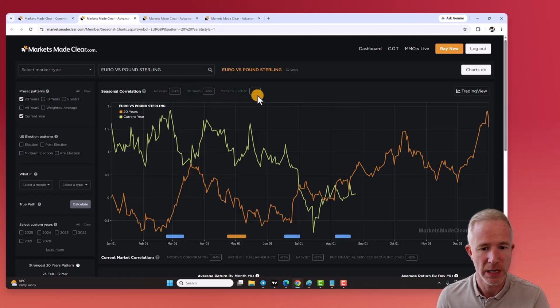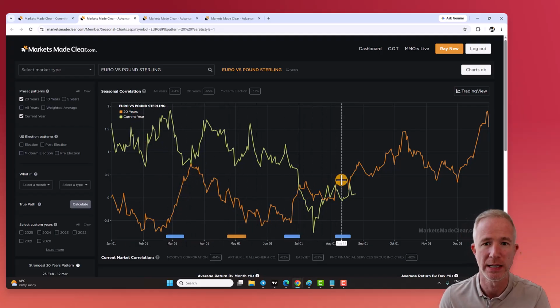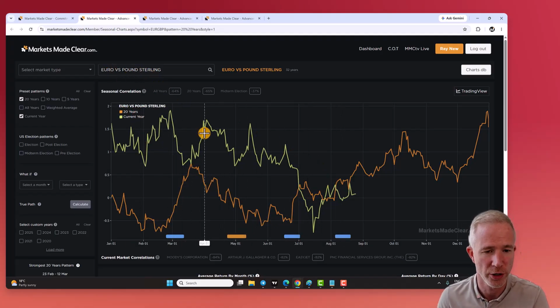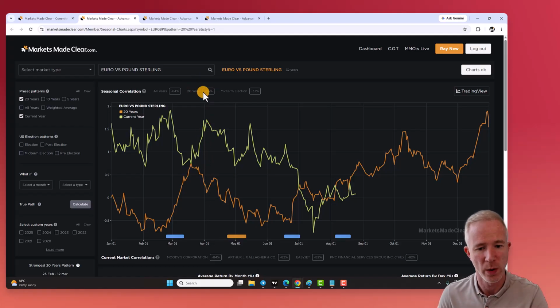You can see at the top here all the negative numbers, and what we're looking at here is a 20-year pattern. That is the orange line. It's a 20-year seasonal pattern of euro pound, and it's actually 65% negatively correlated with current price. And you can see a lot of the main moves here are inverse to each other.